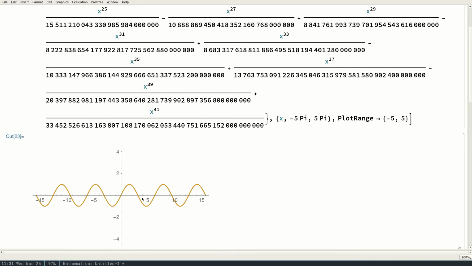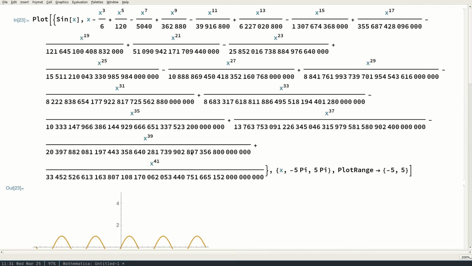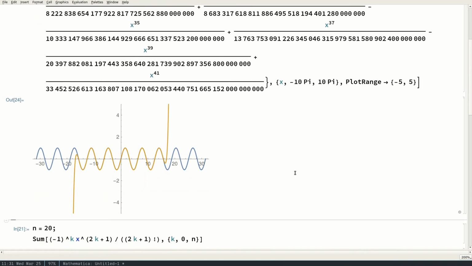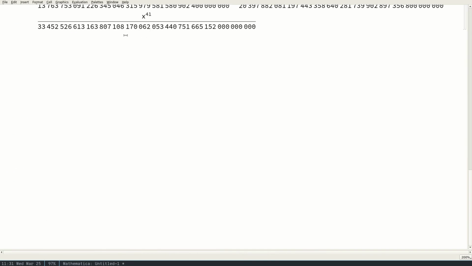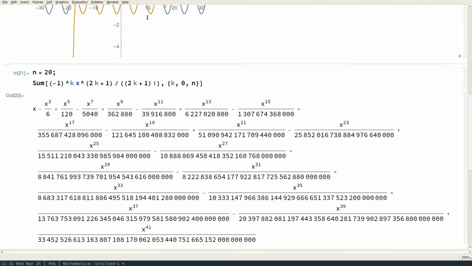That is so nice. Maybe I should plot this from a larger window. Let's go from negative 10 to 10. Oh my gosh, look at this. The Taylor polynomial perfectly matches the graph of sine x on this window. If I increased n, this was just n equals 20. That gave me the degree 41 Taylor polynomial.